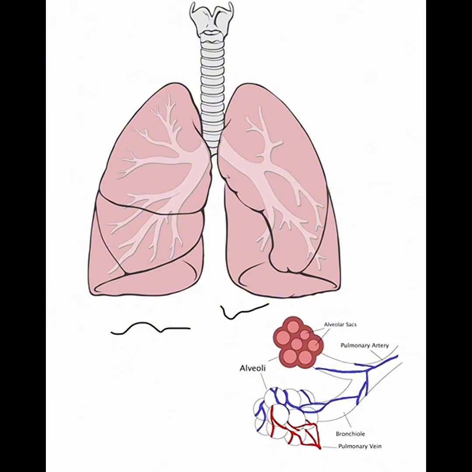And this process, as we mentioned before, happens in the alveoli. So this is the alveoli, which is the last part of the lung. Before we discuss this process and how it happens, we should know the parts of the respiratory system.